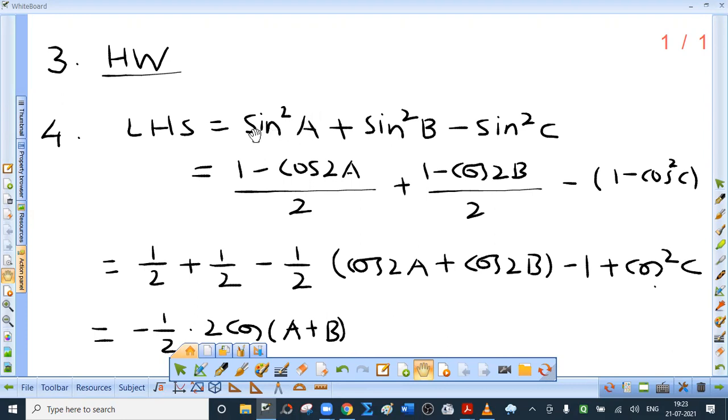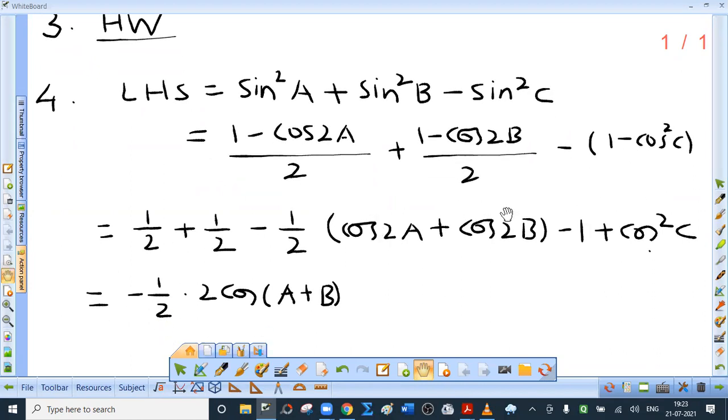See, what is cos 2 theta? 1 minus 2 sine square theta. So sine square theta is 1 minus cos 2 theta upon 2. That is why. Now we need cos C. That is why I have written sine square C as 1 minus cos square C. Do not forget to put this in bracket. Otherwise what will happen? You will not multiply minus cos square C by minus 1, which actually you are supposed to. Okay, split numerator. Half plus half.